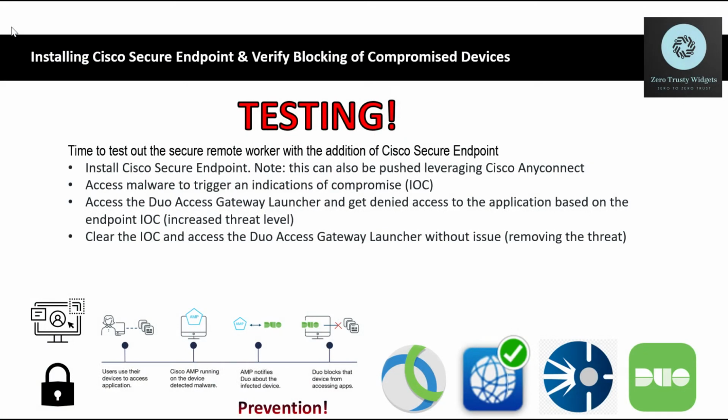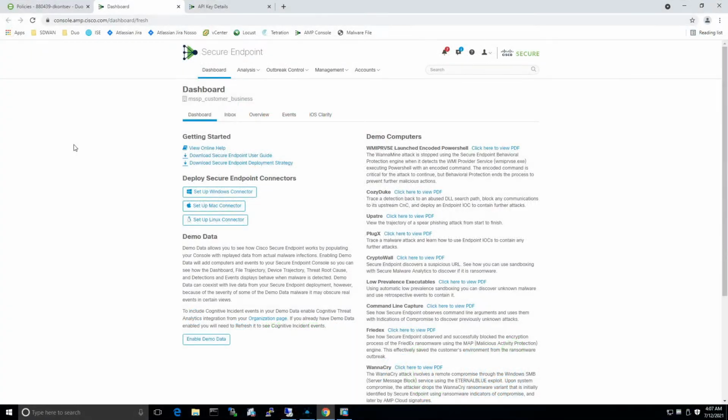Time to test. So let's test out that secure remote worker with the addition of Cisco Secure Endpoint. We're going to install the endpoint. We're going to do this manually. We could push this out using AnyConnect or any software distributor, but we're going to do it manually because it's a lab. We're going to ask access malware to trigger an indication of compromise. Then we're going to go into the Duo access gateway launcher, and if everything's working right, we should get denied access based on the threat level on that asset. Then we'll clear out the IOC, reducing or removing the threat, and then we'll try the Duo access launcher again, and we should have success at that point in time.